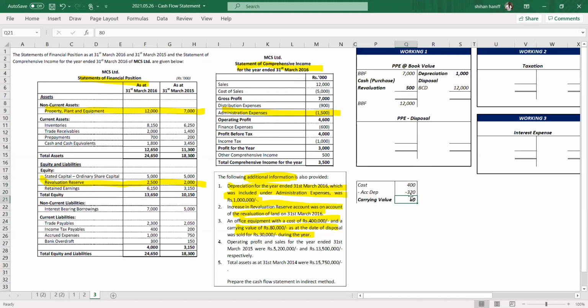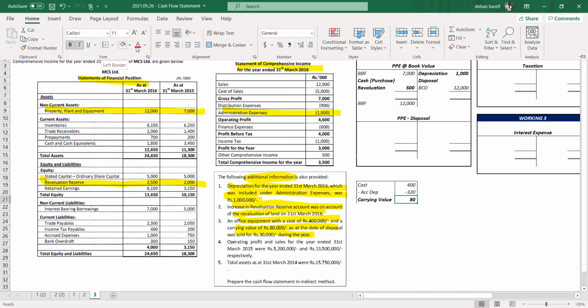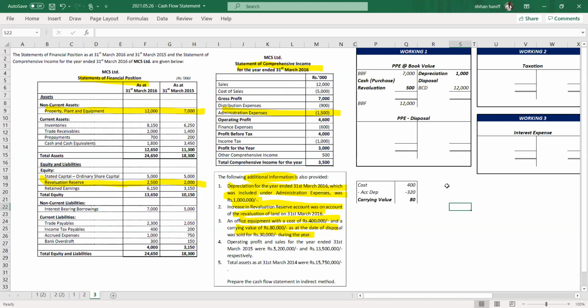What is the disposal profit or loss? Tell me the disposal profit or loss. How much? Is it 50? Profit or loss? How much?